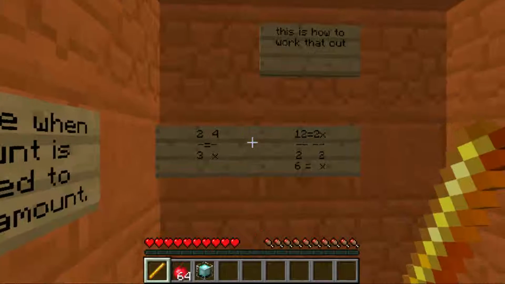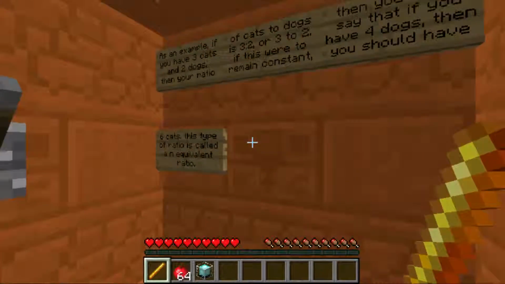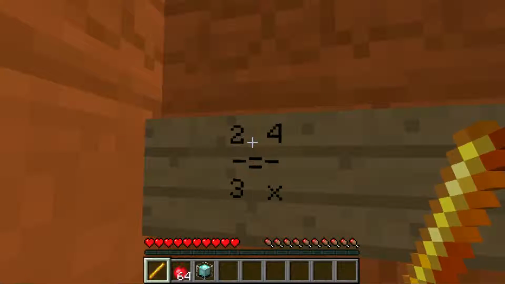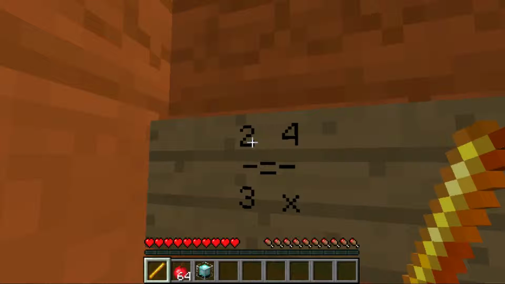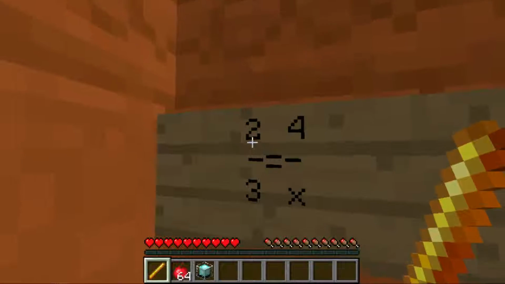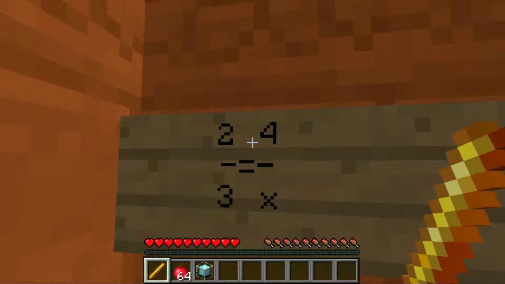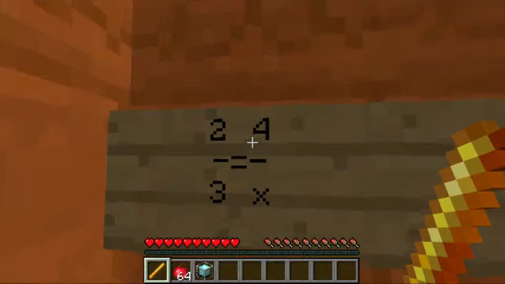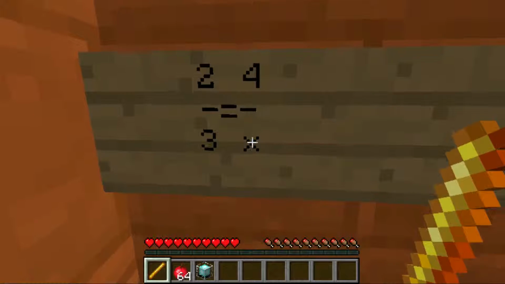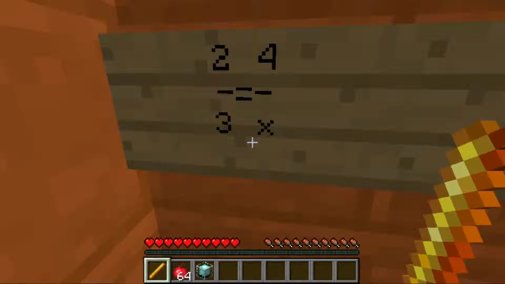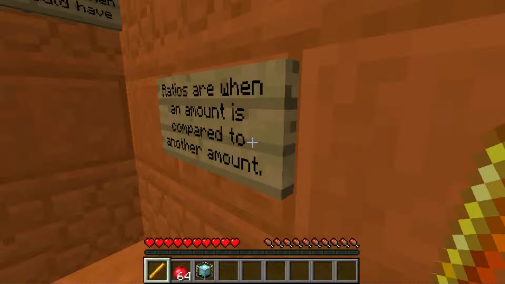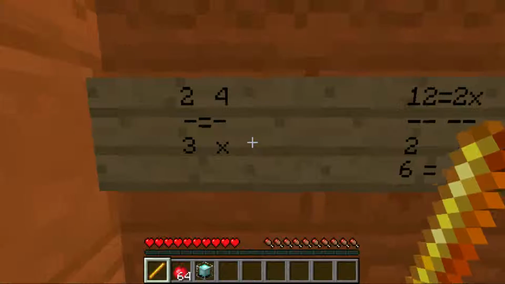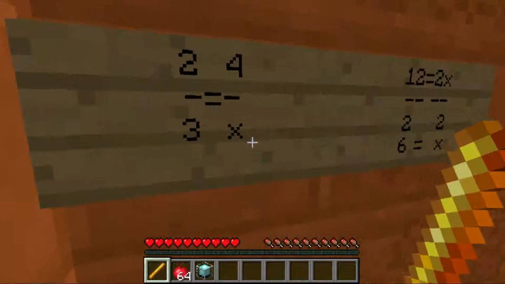So this is how you work out that if you have 4 dogs, then you should have 6 cats. You already know that you have 2 dogs and 3 cats, and then you get 4 dogs. But for this to remain constant, you will get some number, but we don't know what the number is yet. Well, you do, because it's over there, but in this case we're pretending that we don't, and we're trying to figure out exactly what it is.